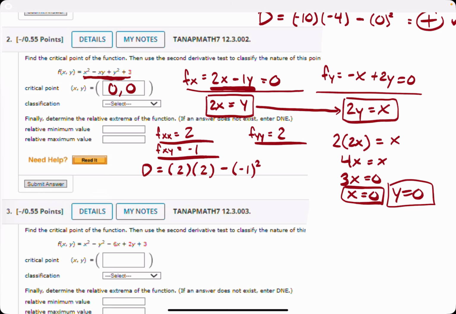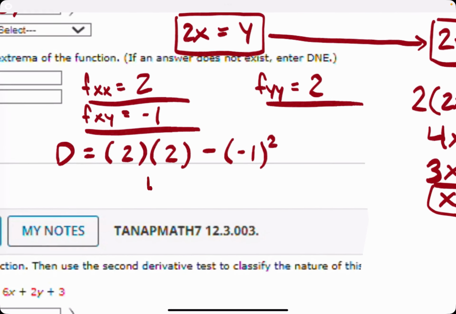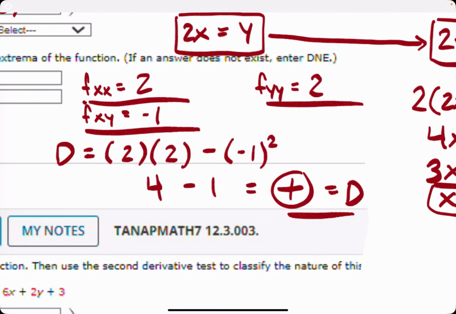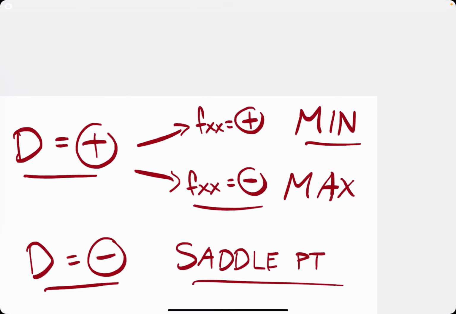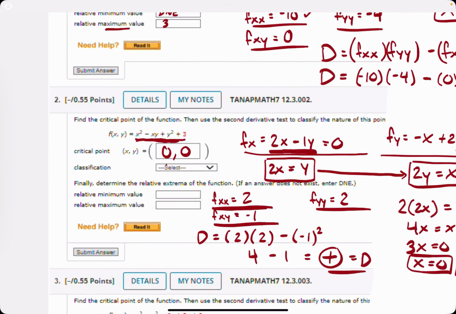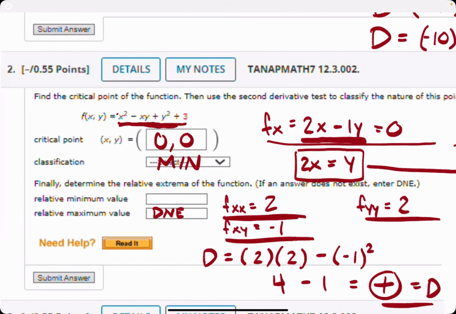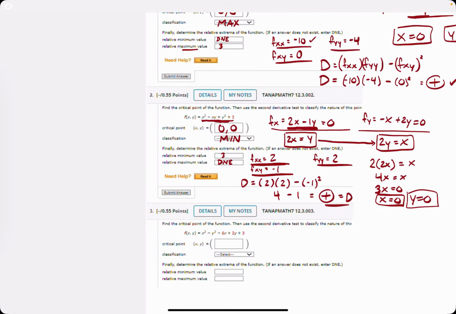Be very careful with parentheses and squaring and signs and whatever. But regardless, this will give us 4 minus 1, which is still positive. So d is positive. fxx was a positive 2. So when d and fxx are both positive, that leads to a minimum. So we have a minimum at 0, 0. To find what that minimum is, we are going to plug in 0, 0 to the function. When we plug in 0 and 0 for x and y, we get 0 minus 0 plus 0 plus 3. In this case, 3 is our minimum, and the max does not exist.